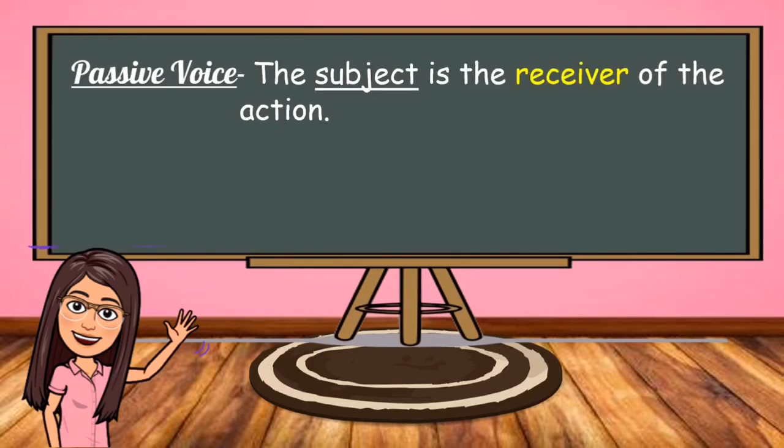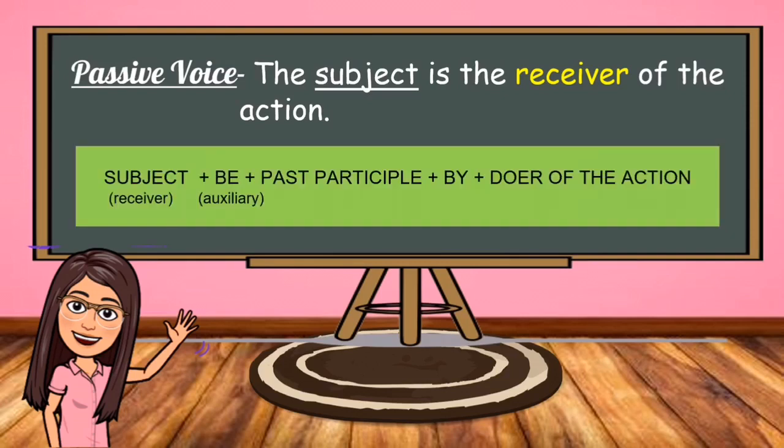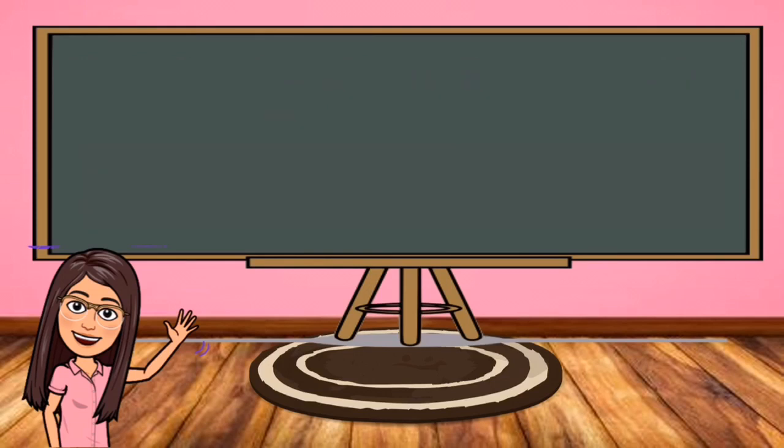Next is the passive voice, wherein our subject now becomes the receiver of the action. It follows the pattern subject or the receiver plus be or the auxiliary verb plus past participle plus by plus the doer of the action. Now let's examine these examples.